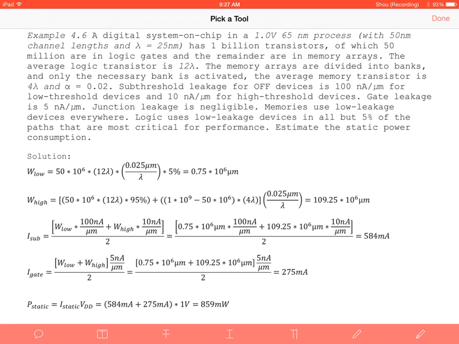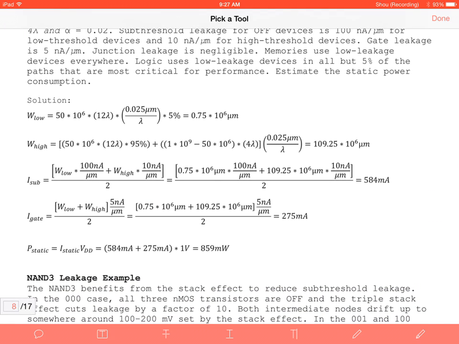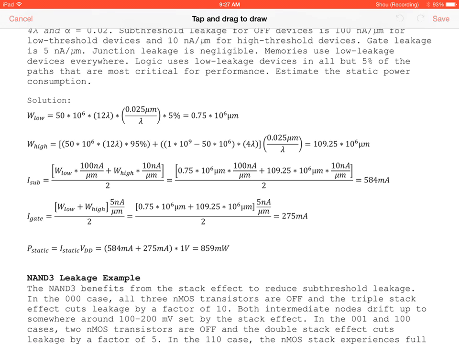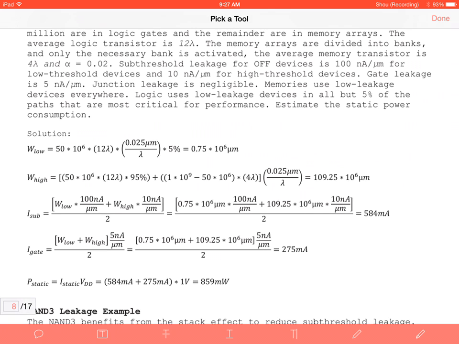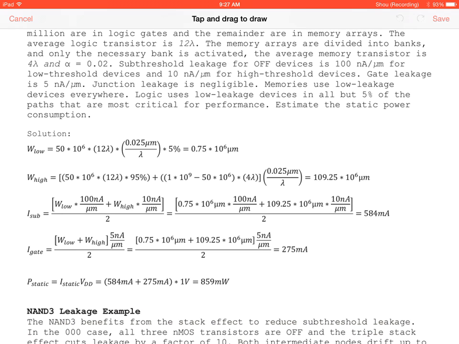So now we are going to take these equations that we used before to figure out our actual subthreshold current. So here we have our width, and we're going to multiply that. We've calculated the actual width here. Our subthreshold current is 100 nanoamperes per micrometer, and 10 nanoamperes per micrometer for high threshold devices. So here we have calculated our low and our high, right? So we're going to add these together and divide it by 2. That becomes our average.